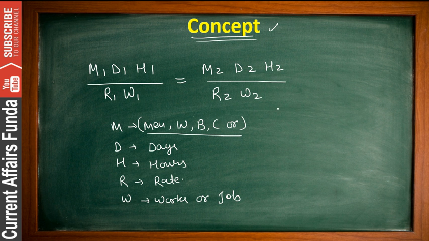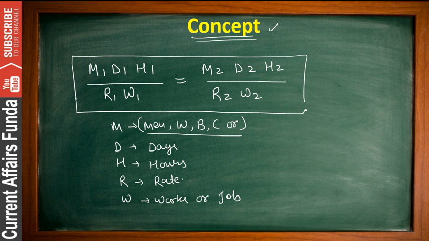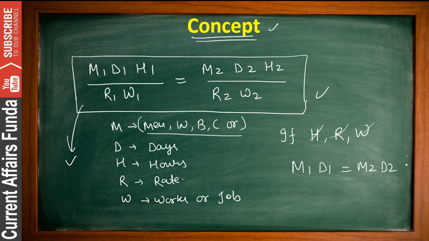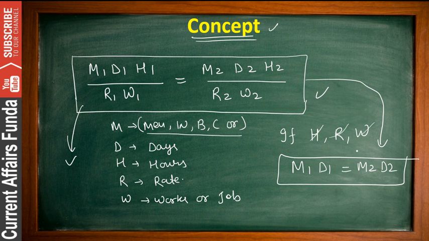This is the basic fundamental formula that you should write down. A few questions are really based on this formula and a few will be logical. We will decode them one by one. From this formula we can also derive another formula. If hours, rate and work are constant or not given, then our generalized formula will be M1 D1 equals M2 D2. Kindly note down this one.